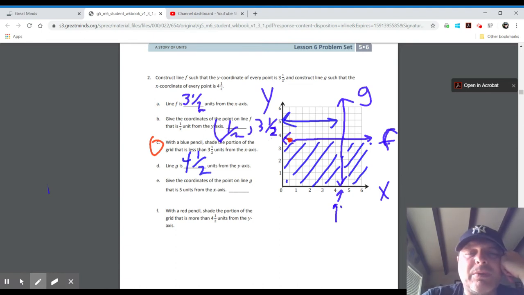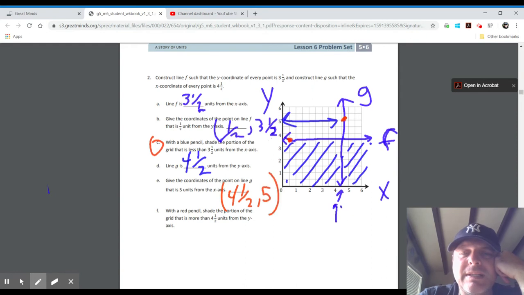Use the coordinates of the point on line G that is 5 units from the X-axis. So 5 units up on that line G. So let's go 5 units up, and we're looking at a point. I'm going to do this in red, and it's going to be 5 units up, and there you go. That's your point right there. And it wants me to give you the coordinates. So it's going to be 4.5, that's the X at the bottom, and it's going to go up to 5. That's the Y. That's what they wanted.